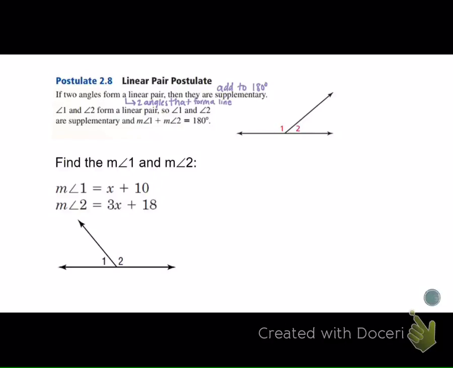So angle 1 and angle 2 form a linear pair, meaning that they form a straight angle. You can see the line that is formed there, right, by those two angles. So angle 1 and angle 2 are supplementary, which means they add to 180 degrees. So angle 1 plus angle 2 is equal to 180 degrees. So whenever you see the word linear pair, you should think blank plus blank equals 180 degrees.